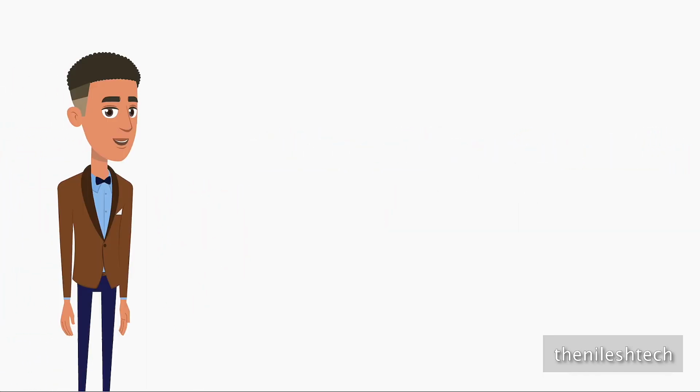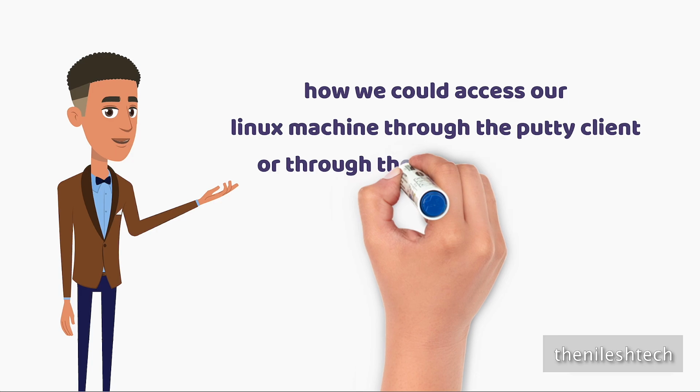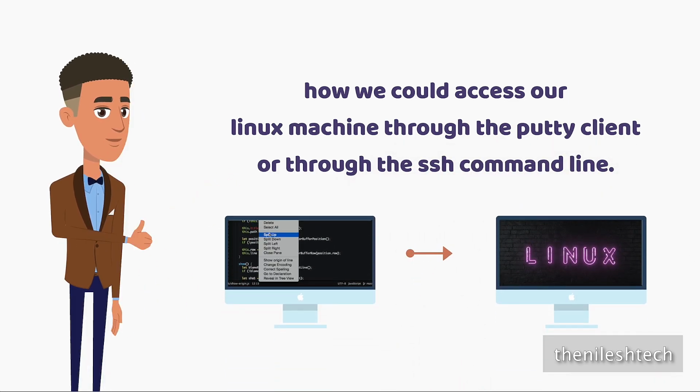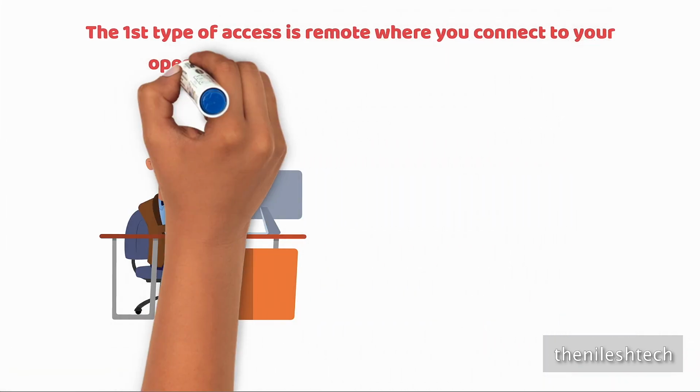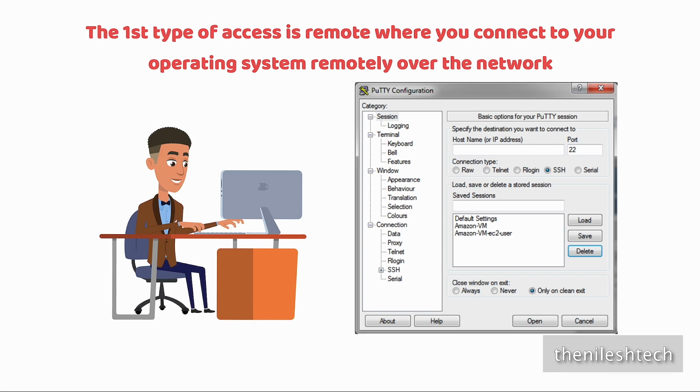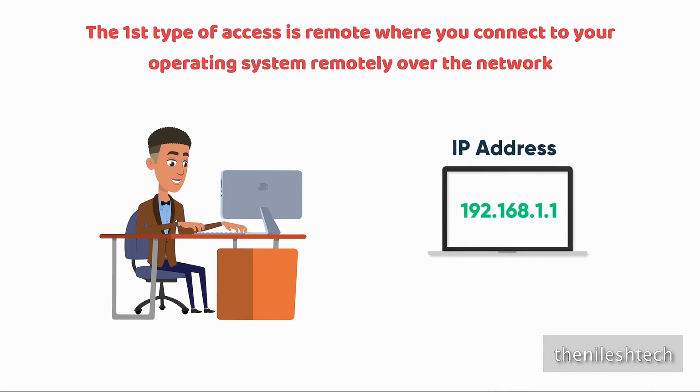In this video, we will learn how we could access our Linux machine through the Putty client or through the SSH command line. Alright, the first way of doing it, if you have downloaded and installed Putty client, then if you want to connect to a Linux machine, all you need is an IP address of your Linux machine and you will be able to connect.